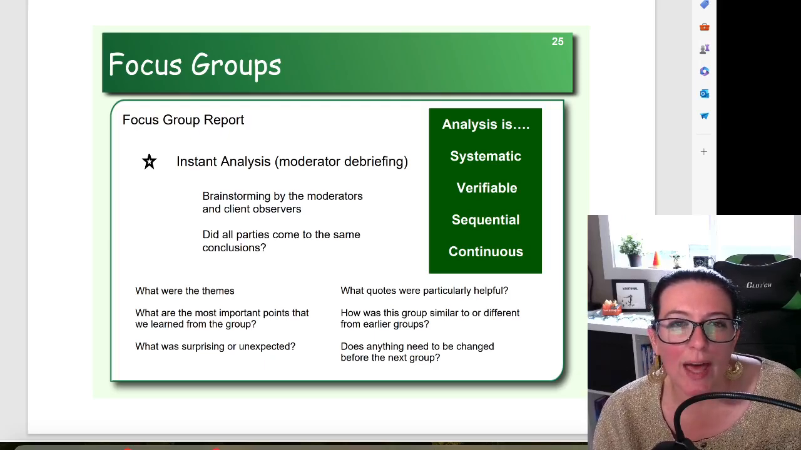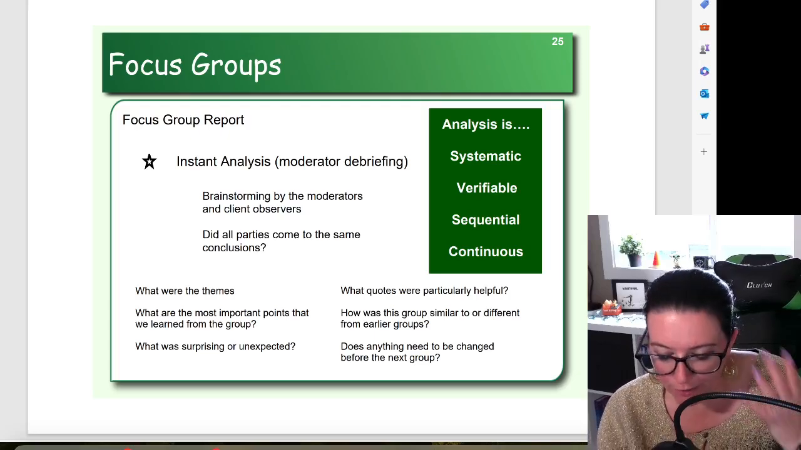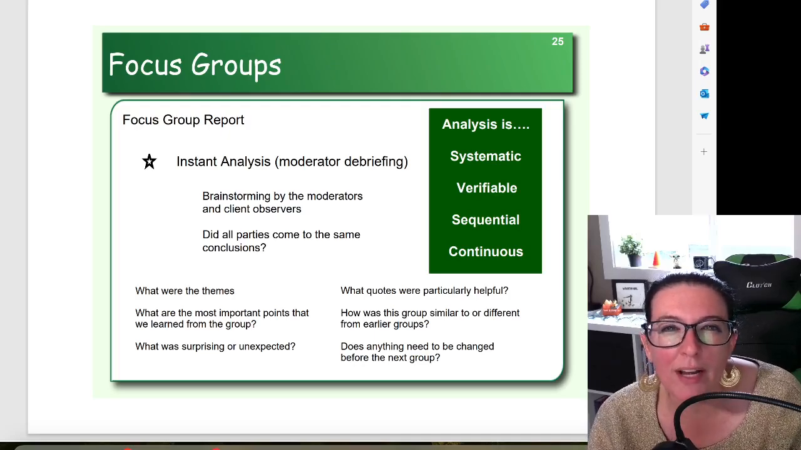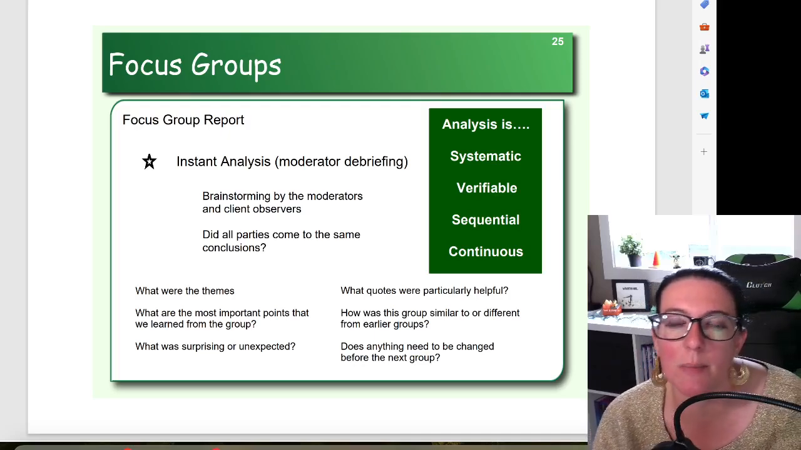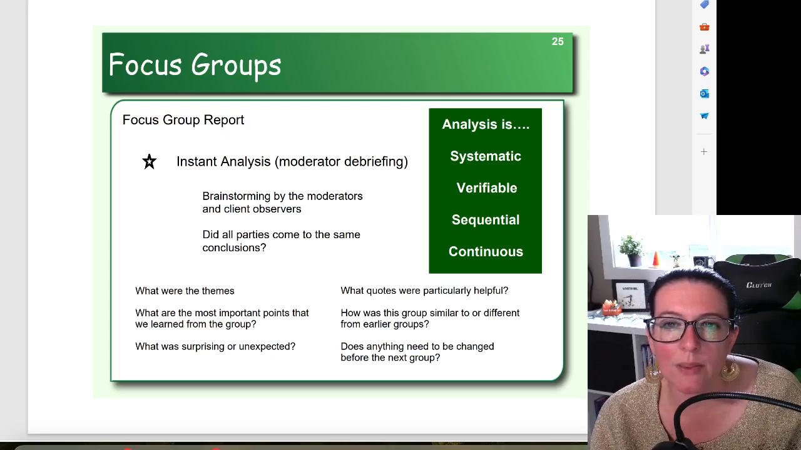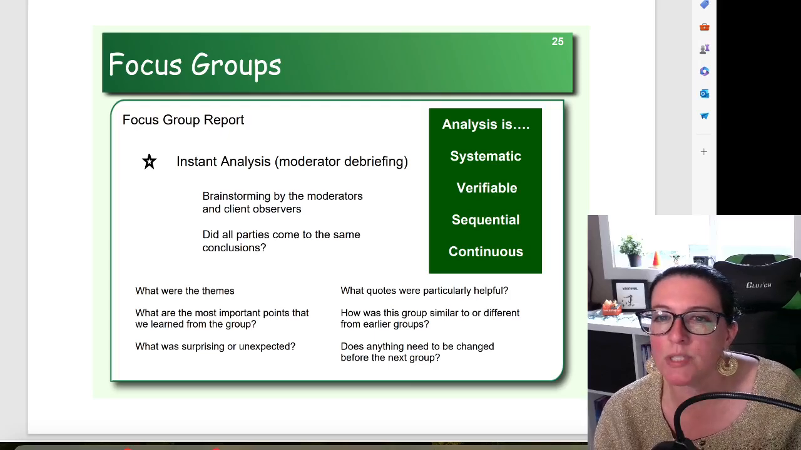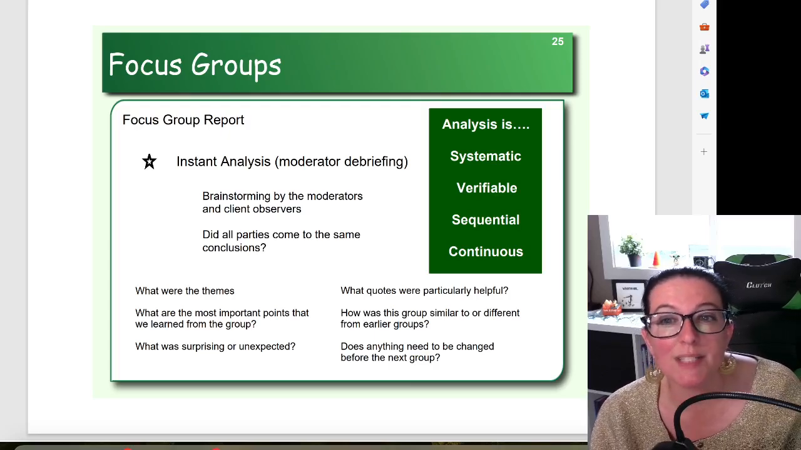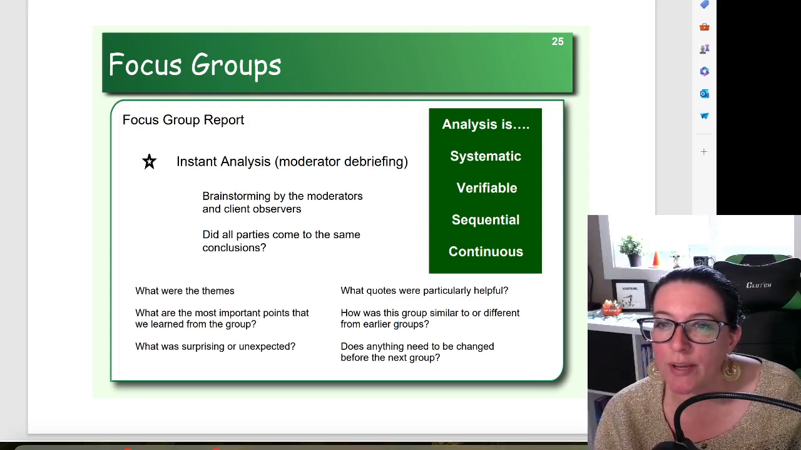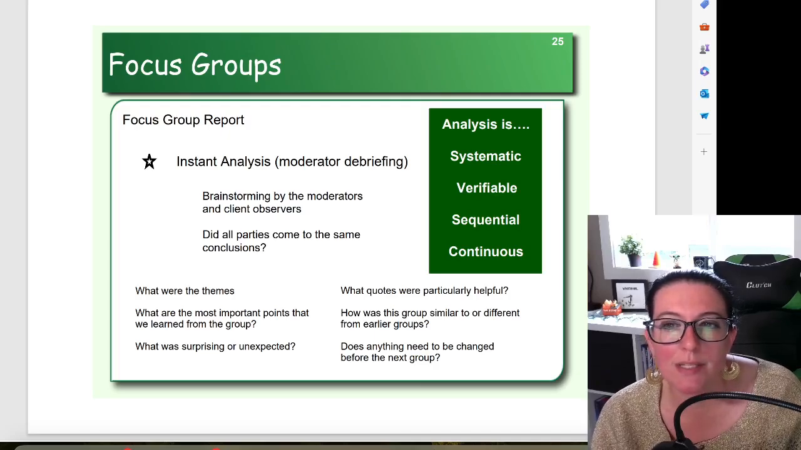The key here is to look at whether all the parties who heard the feedback all came to the same conclusion. So do we all hear the same themes, the same sentiment from the people who participated? So we're looking at what is the theme? What are the most important points? What was surprising or unexpected? What quotes were particularly helpful?